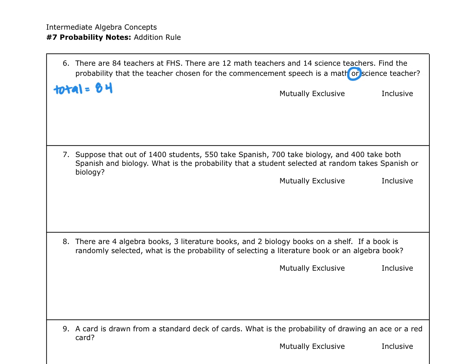So right away when I see or, I'm going to do this plus this minus this equals this. I can always, when I add and subtract, get my denominator in there right away. And I'm going to carry that all the way through. Okay, then I'm going to look at either side of my or. And this one says math. And this one says science.